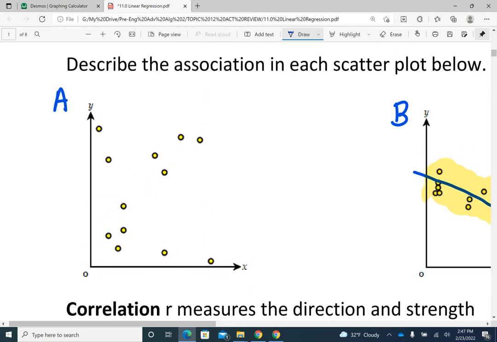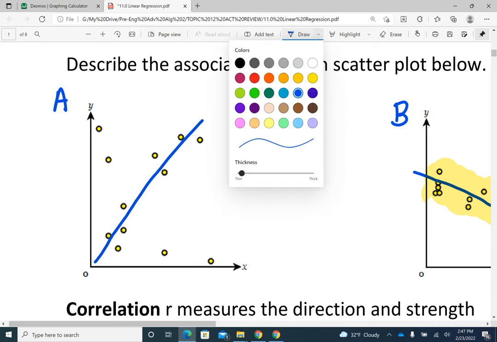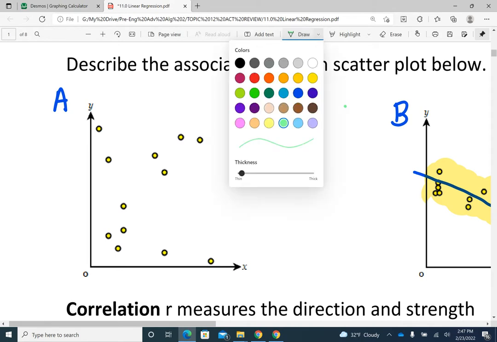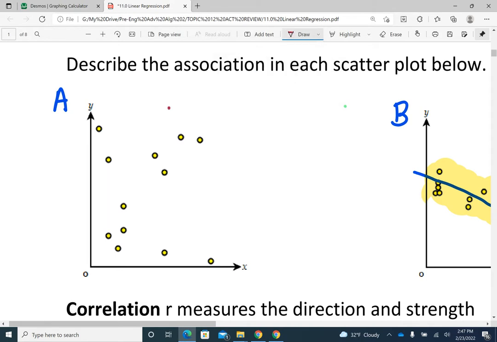So I could say, okay, well, I see this positive association right there, but then at the same time, you might be able to draw one that way. So it's really unclear if we have a positive or negative association. So since it is so unclear and it's very hard to tell, we're going to say this is a weak association.